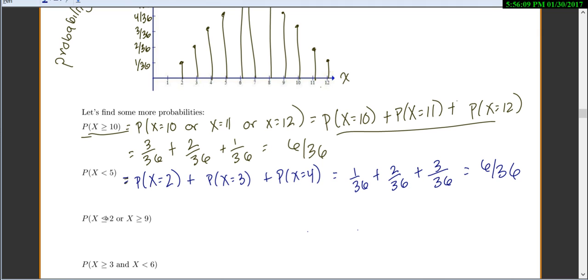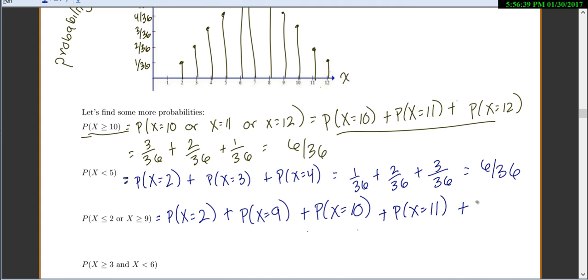Our next one has the probability that x is less than or equal to 2, or x is greater than or equal to 9. So again, just go through and list out everything that applies to this. So x is less than or equal to 2, that would be just x equals 2. Plus, let's see, x is greater than or equal to 9. So we'd have to have a 9. X could also be 10. X could be 11. X could be 12. Now, if I have any of those numbers, does that satisfy x is less than or equal to 2 or x is greater than or equal to 9? Yeah, so those are all the numbers that satisfy that.